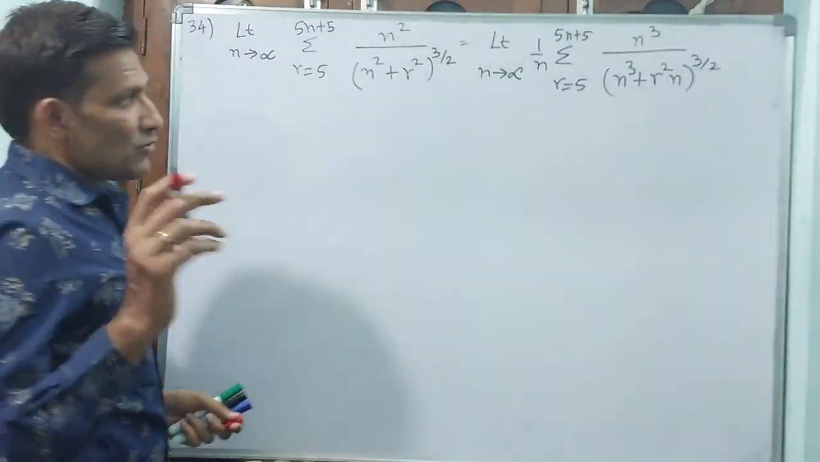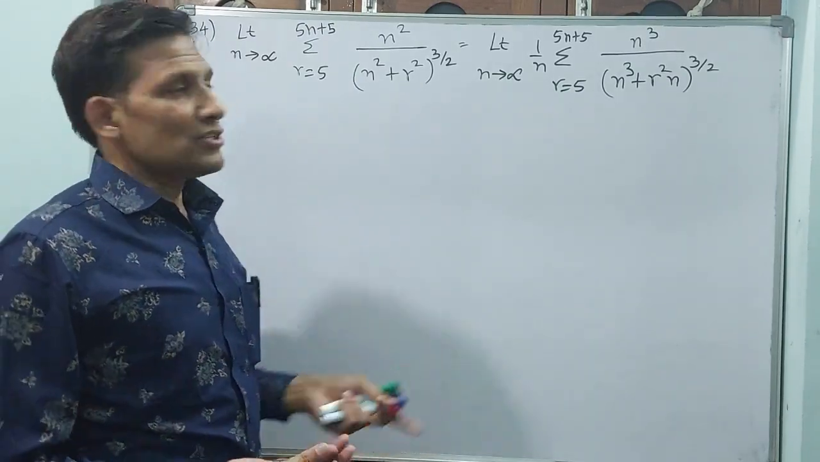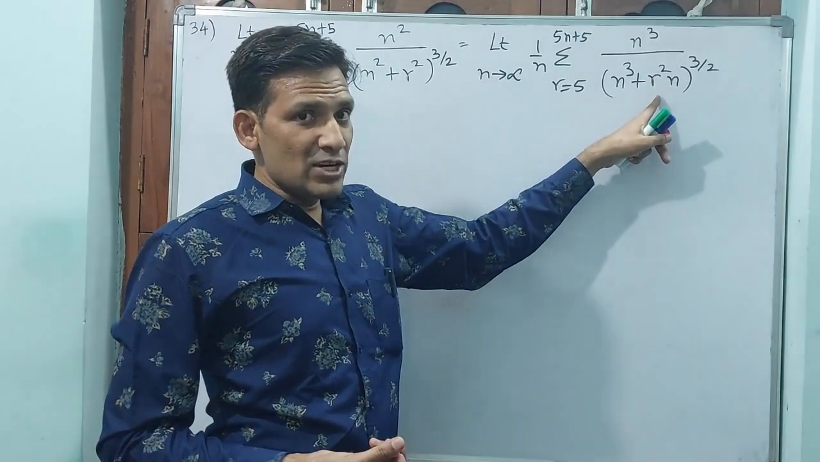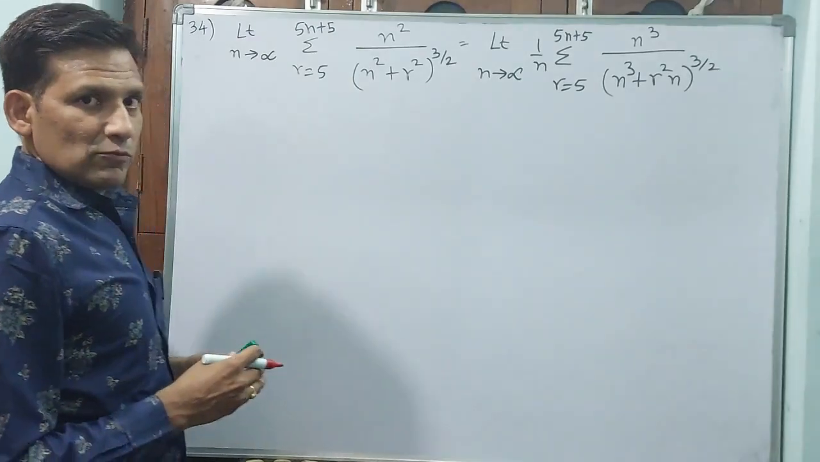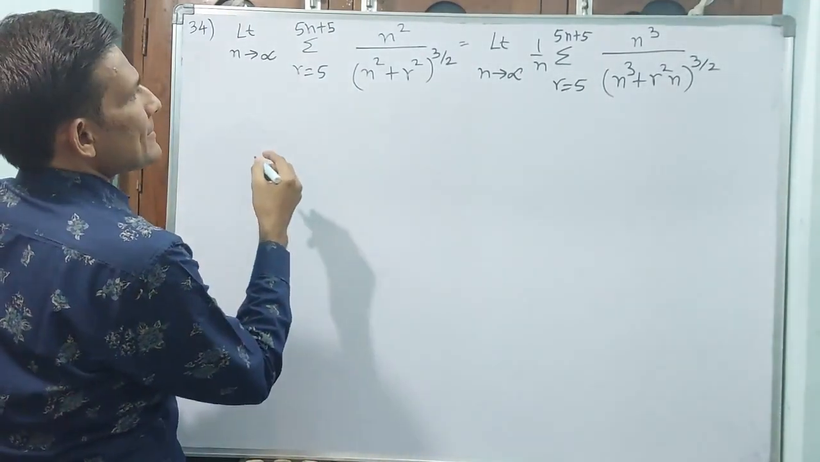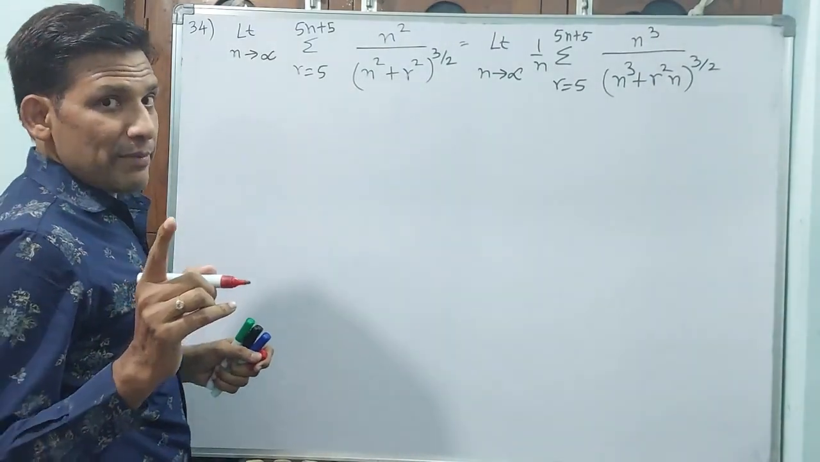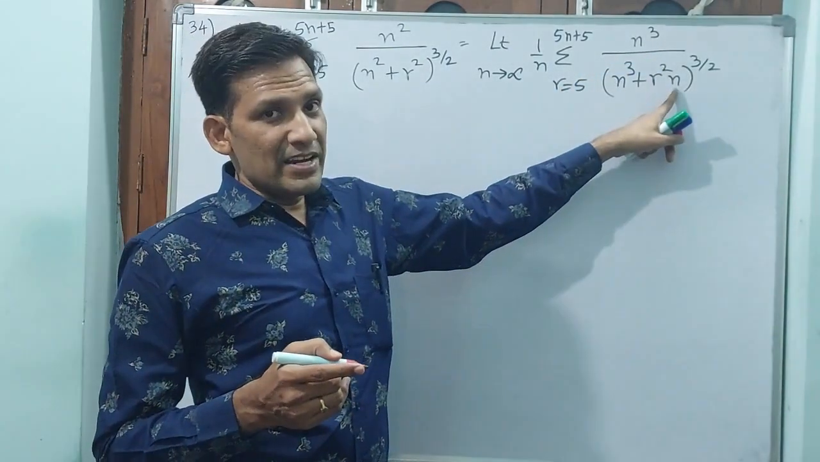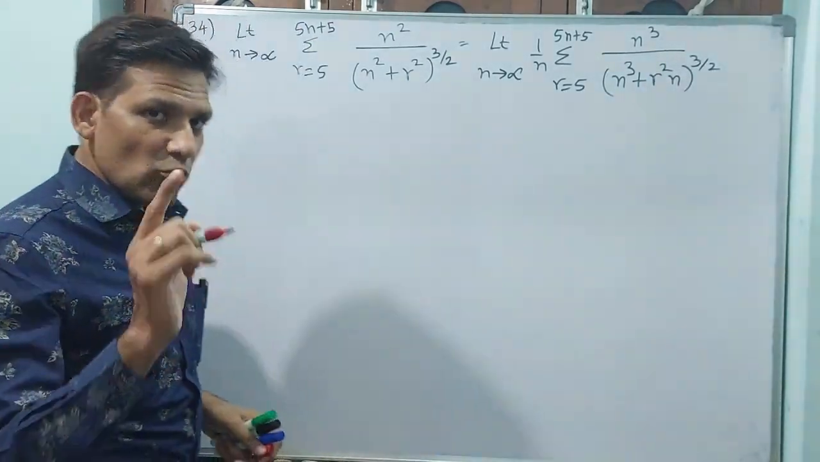Now you see, what do you require? r by n or r square by n square. See, r square you cannot change. That means automatically n square you have to do here. So let us do n square. The logic is, divided by n cube. If you do, n is already there, n square and n, total n cube you have to do.